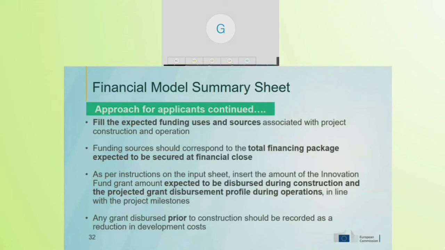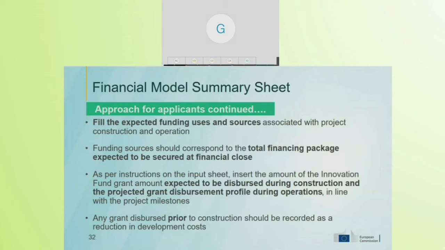So again, just to go over the process, all the expected funding uses and sources must be inputted. These are both construction and operation. These funding sources should correspond to the total financing package expected to be secured at financial close. So once the project is financed and closed, all funding sources must be included there. And the amount of Innovation Fund grant that's expected to be disbursed during construction and operation, in other words, that the application is making an application for, should be in line with the project milestones and should be inputted into this model. And this model will then calculate a pre and a post-innovation grant IRR, and this allows for easier evaluation by the expert evaluators.